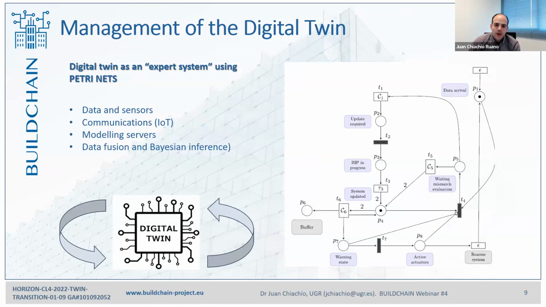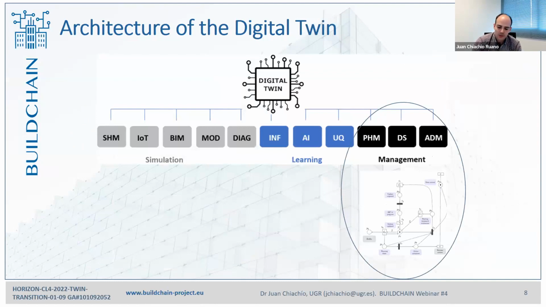In this particular case, we are proposing Petri nets as a technology to control the digital twin as a robot, let's say, and we control the flow of data, the functioning of sensors, how frequently and how long we are taking data, how we control the communication between the data and the servers, when we need to target a modeling server to do a particular computation, etc. All these aspects are controlled as an expert system, and this is the last management block for the digital twin technology that we are proposing in BUILDCHAIN.